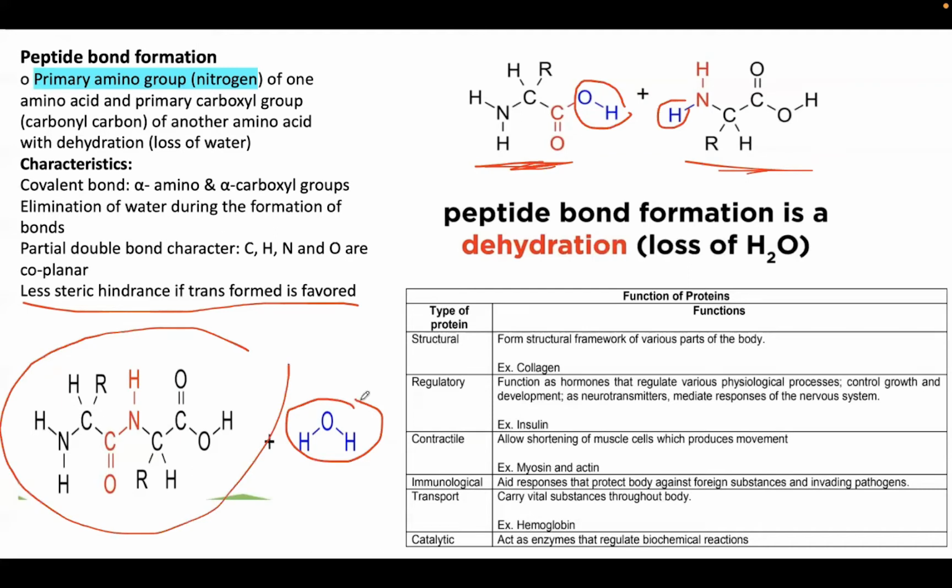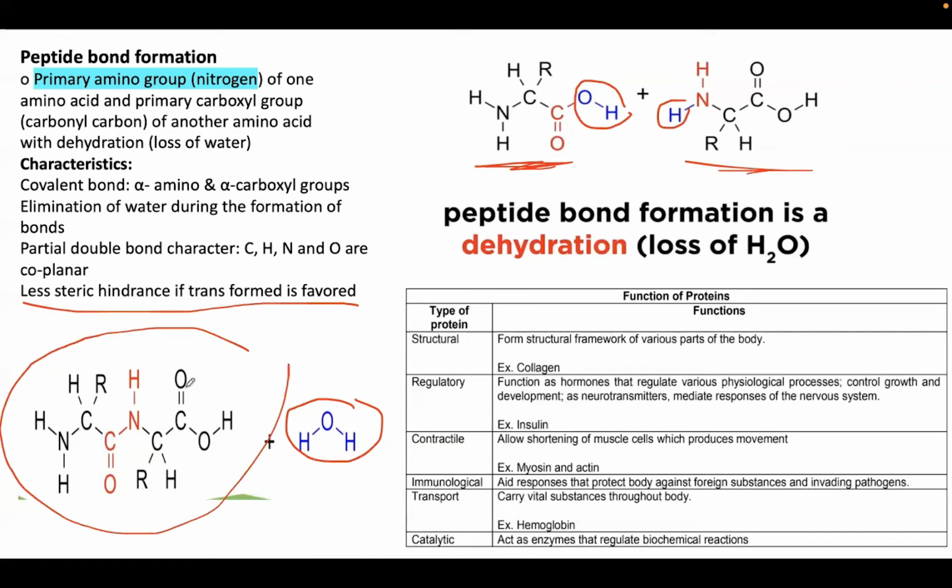Nakabuo na ng amide or your amide. It is a functional group with a nitrogen atom, pansinin nyo naka-red, next to a carbonyl. Okay? This functions as a connection of amino acids during your polymerization.